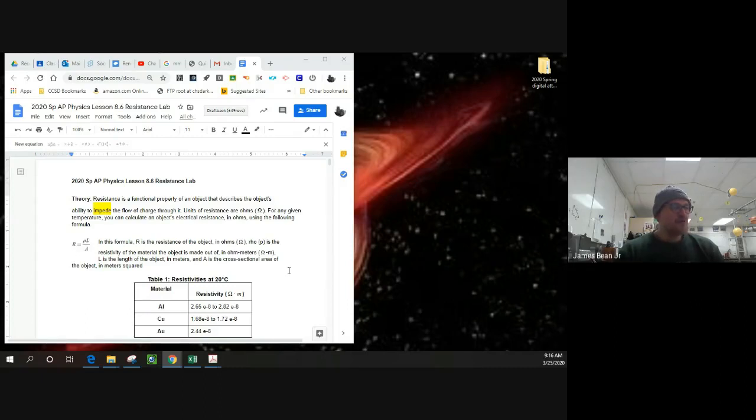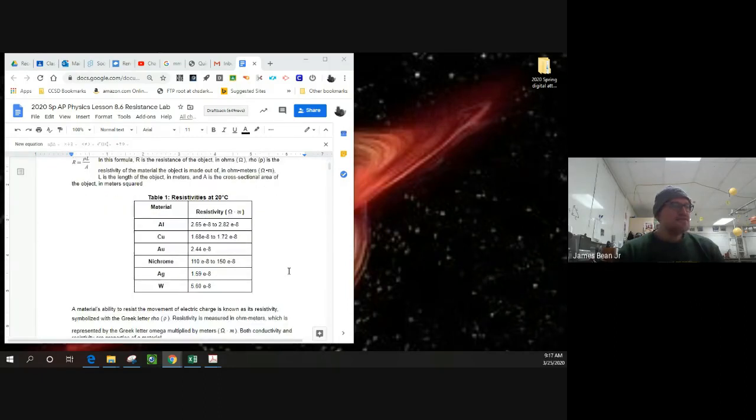And down here is some more reading about it. Now here's a table at 20 degrees Celsius of various materials. Aluminum, copper, here's silver, nichrome, Au is gold, Ag is silver, and W is wolfram or tungsten. And it tells you the resistivity range here of the material. Now this resistivity here is rho.